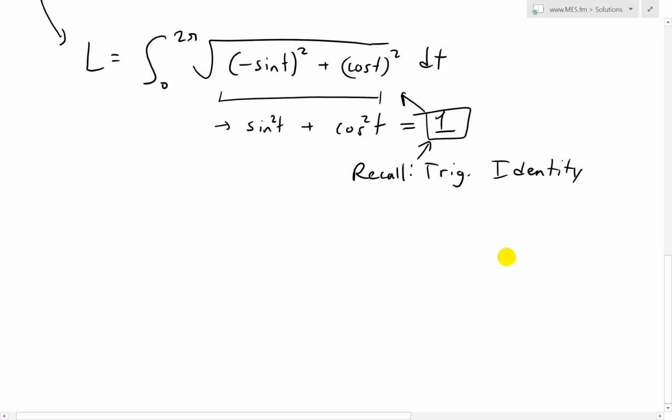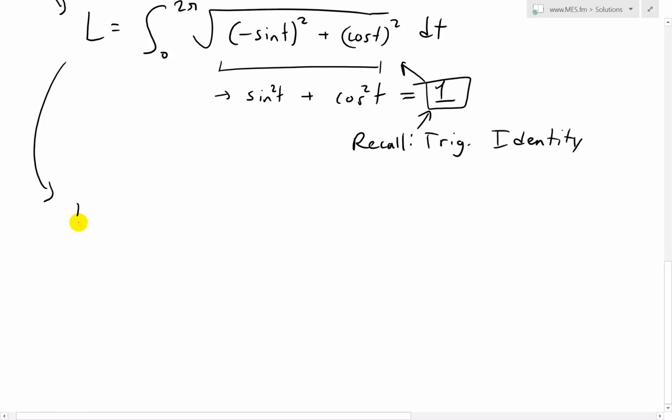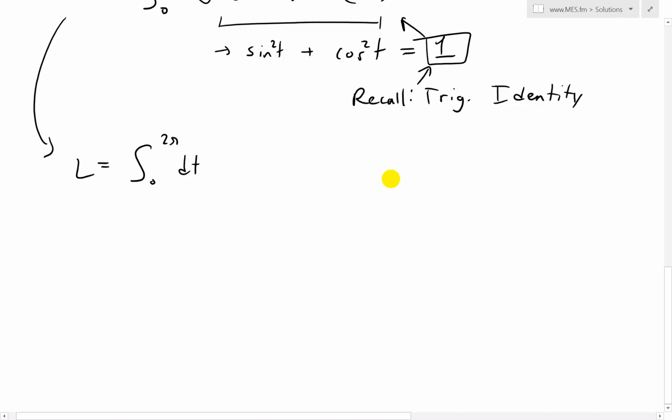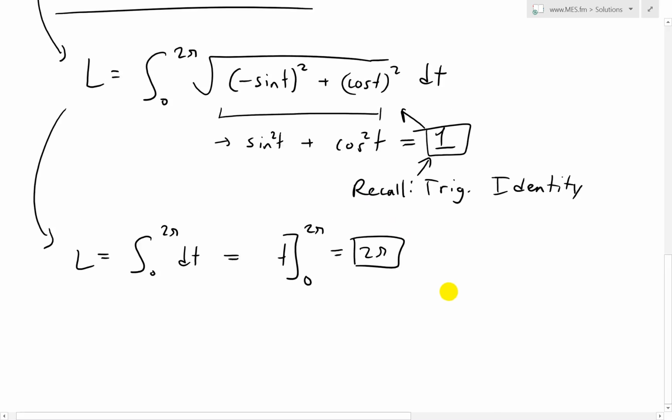So we could throw that back inside. What we end up having is L is equal to the integral from 0 to 2 pi of the square root of 1, which is just 1, so we just have 1 here, or dt. We could even remove the 1. The integral of just 1 is just t, and we evaluate it from 0 to 2 pi. Plugging these in, we get 2 pi minus 0, which is just 2 pi. And there is our answer.